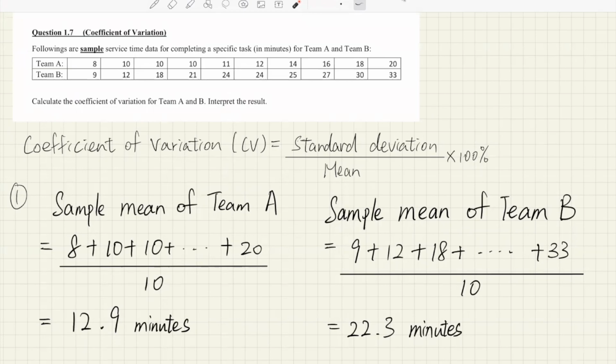The formula of sample mean is the summation of data divided by the total number of data. So for Team A, it equals 8 plus 10 plus 10 and add up to the last data 20, divided by 10. So the answer is 12.9 minutes. For Team B, it equals 9 plus 12 plus 18 and add up to the last data 33, divided by 10. So the answer is 22.3 minutes.